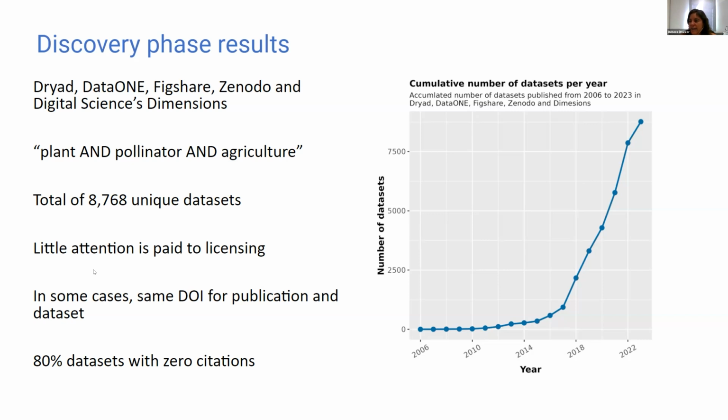We also found that in some cases the DOI is kind of reused. So we have the same DOI for the publication and the data set that is attached to the publication. So that's not really what the FAIR principles are about. So there is a lot of space for improvement. And we also found that most of the data sets have 0 citations, about 80%.